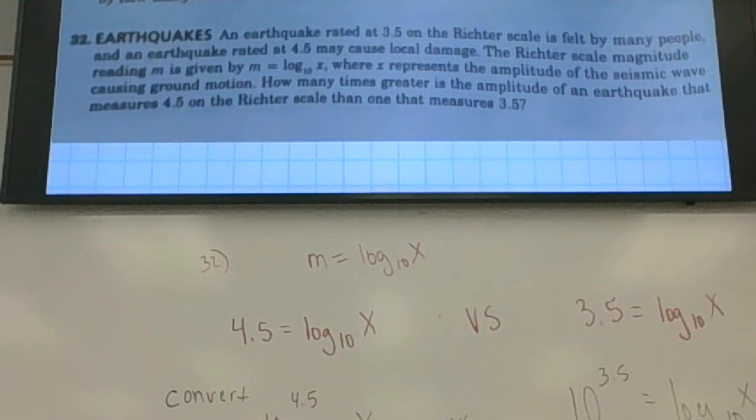So the amplitude is like the wavelength, right? So it's 10 times greater. If you go up 1 point on the Richter scale, it's 10 times greater.